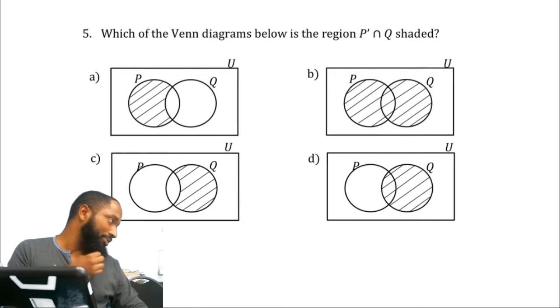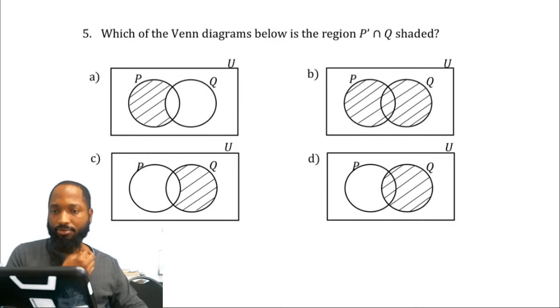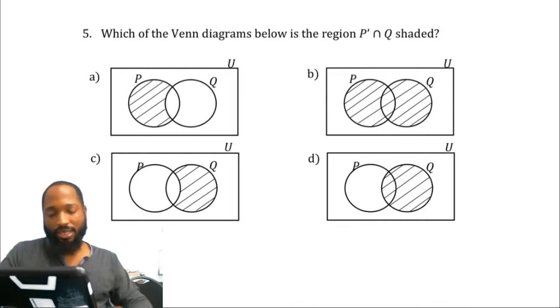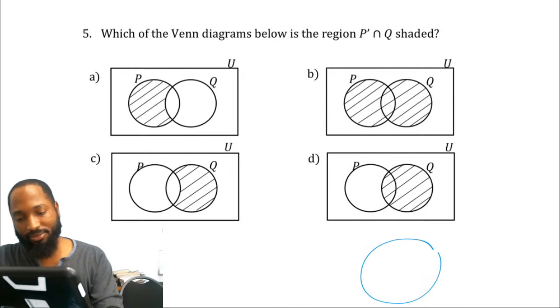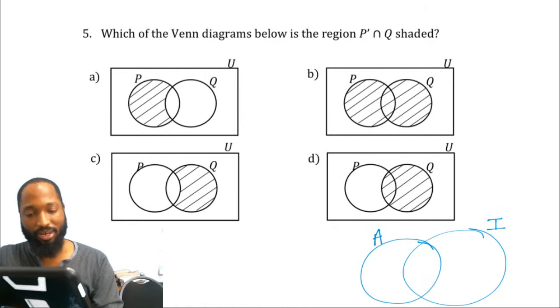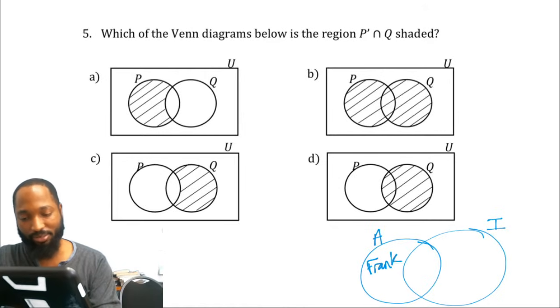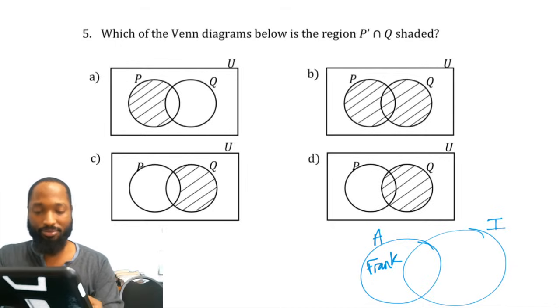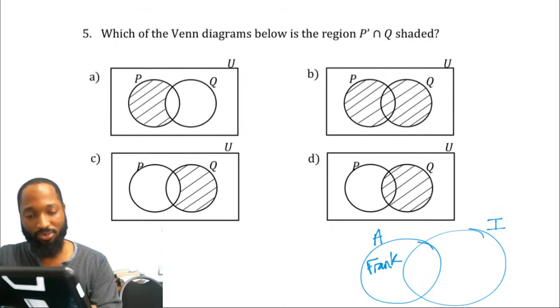There's a good example for this. Intersection, right? It's like if you have African descent and you have Indian descent. Let's say we have Frank inside here, and I don't know, Ravi inside here.